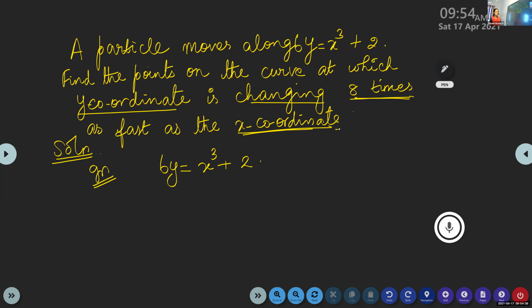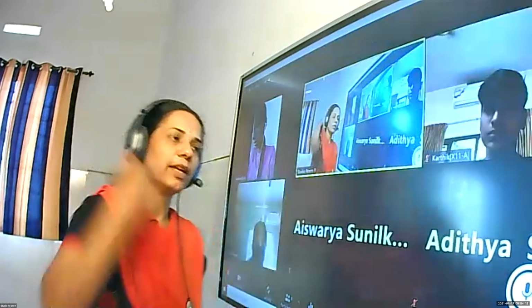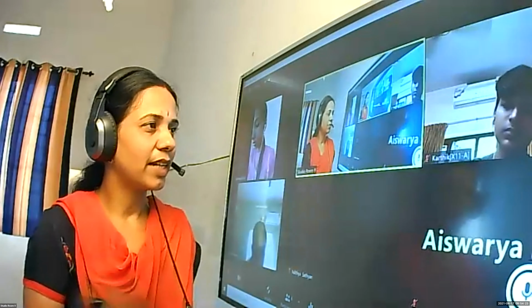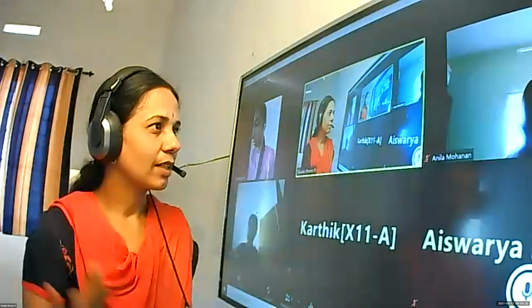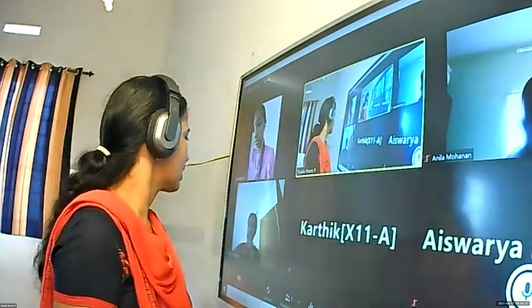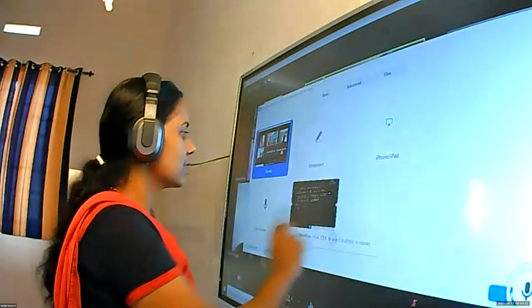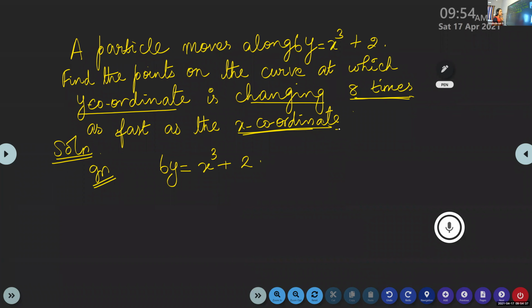That means what is given here? Y is changing. Okay, again recall what we have learned. What is the notation we are giving? The change in length, change in breadth. If the radius is changing, the rate of change, isn't it? In the same way here, what is given? X coordinate and Y coordinate are changing. Y coordinate is changing 8 times as fast as the X coordinate. That means what is given? How will you write this one?